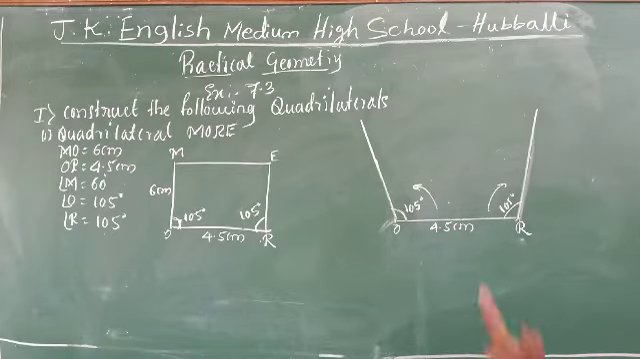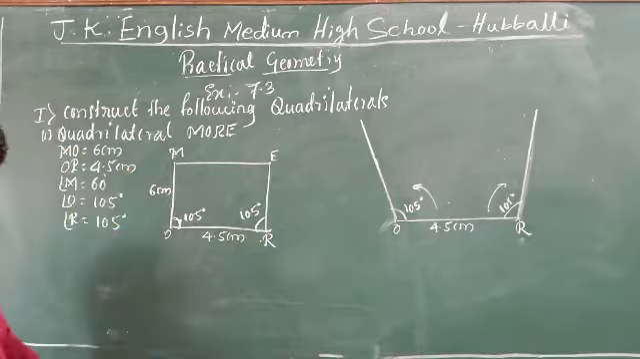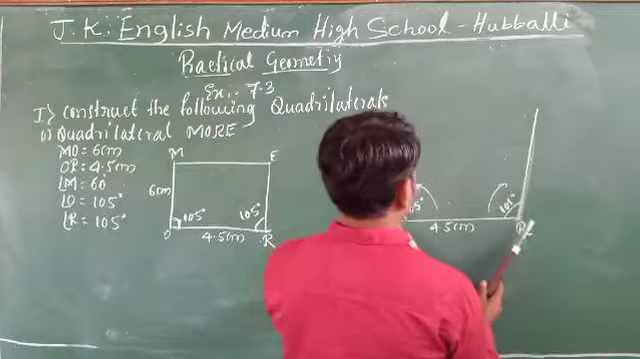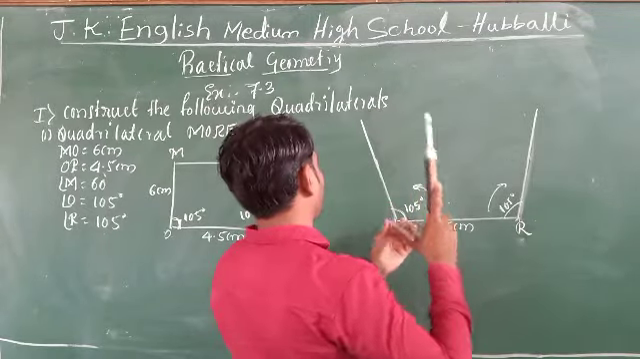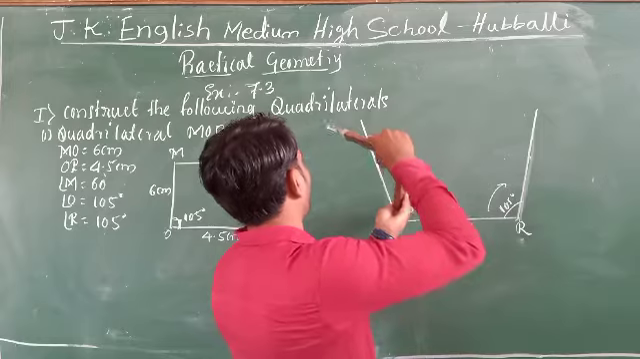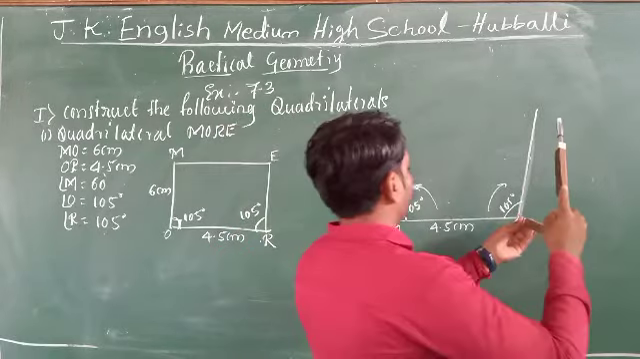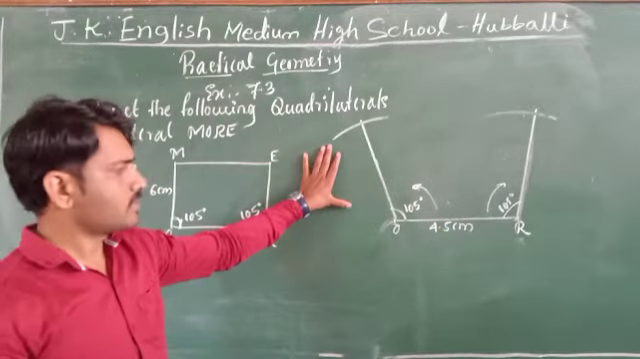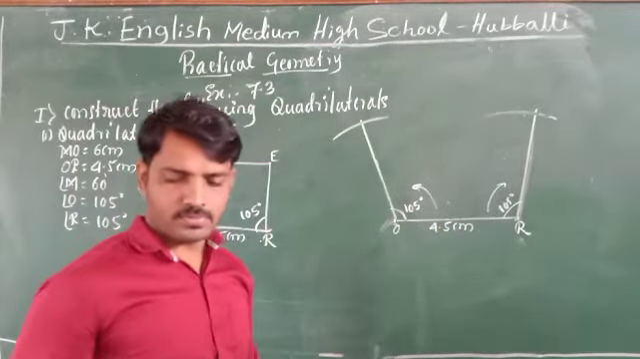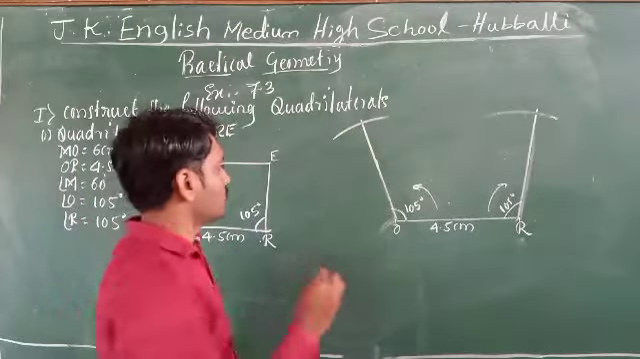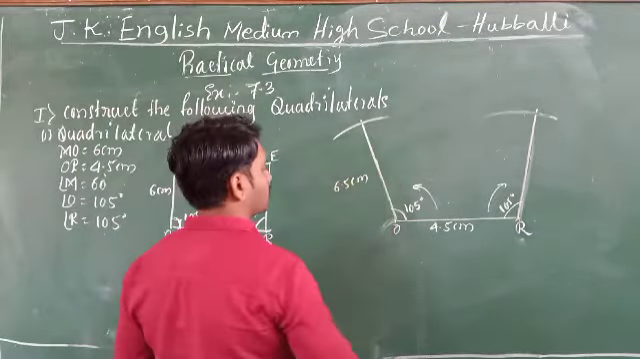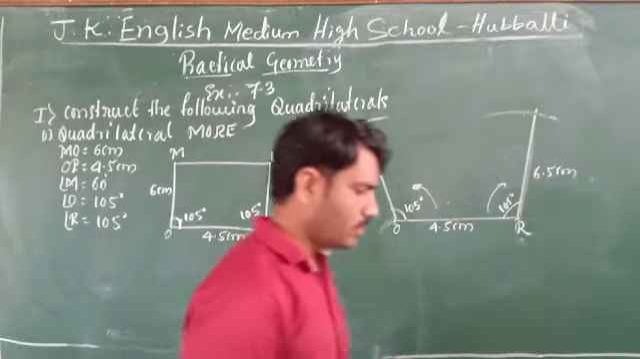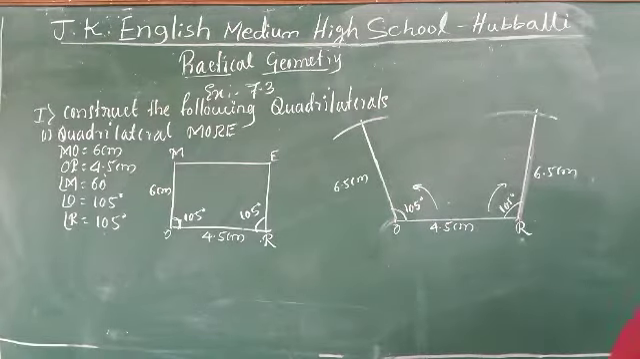So the length is how much? 6 centimeter. So take the compass of length 6 centimeter. Keep down point O. Cut the arc. Keep down point R. Cut one arc. So the length is 6 centimeter. This is also 6 centimeter. Later on, join both the points.